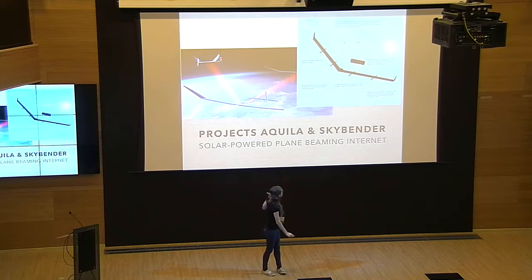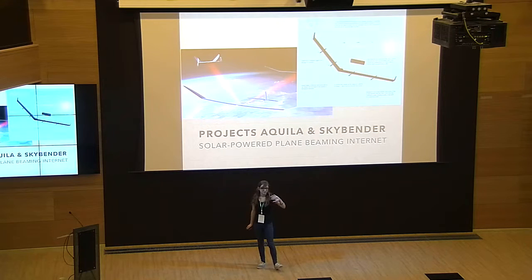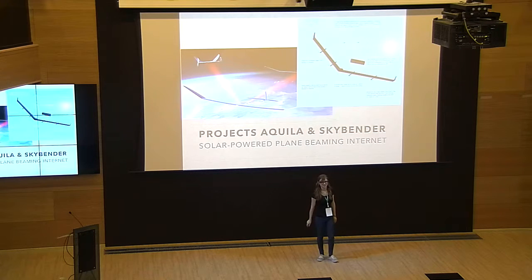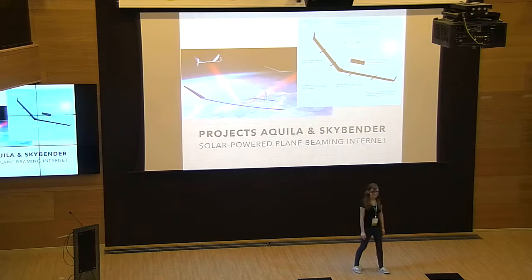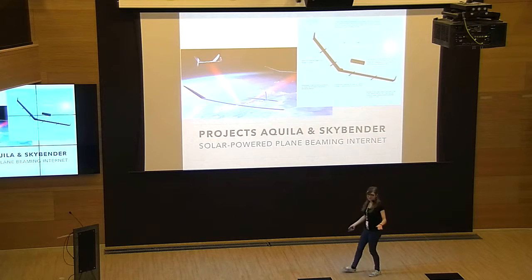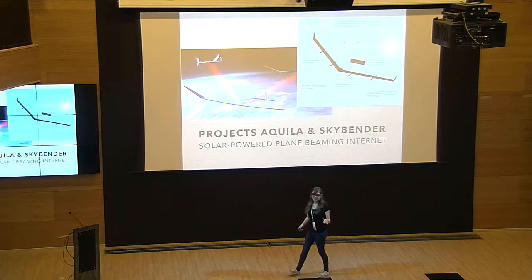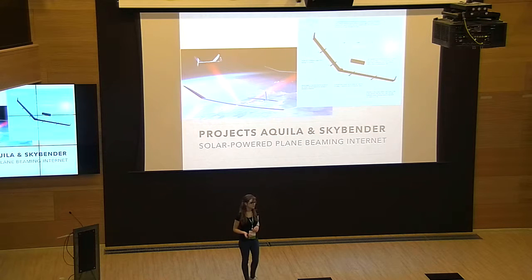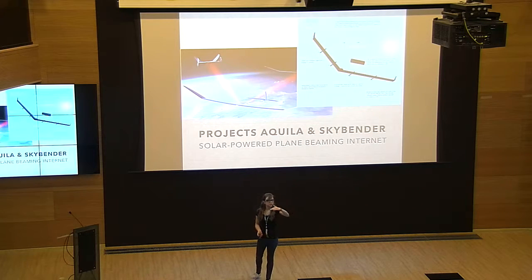And this is the coolest thing, Aquila. How many engineers do we have in the crowd? Oh, come on, some of you must be engineers. Still asleep. So Aquila is by Facebook, Skybender is by Google, and this is an autonomous plane that beams internet. It uses solar energy and it can stay in the air for, I think they completed something like 2-3 months recently, which is pretty impressive. Getting your internet beamed to you from the air, who needs infrastructure?